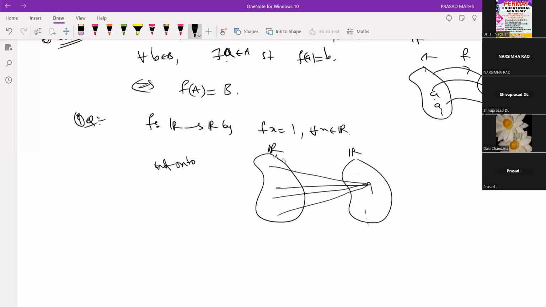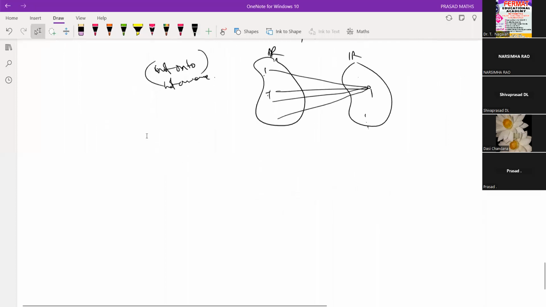Not an onto function. Is it one-one? No. Suppose 1 and -1, I have the same image, but 1 and -1 are distinct elements. So not one-one also. Right? Suppose you take this example. F is a function from R to R.